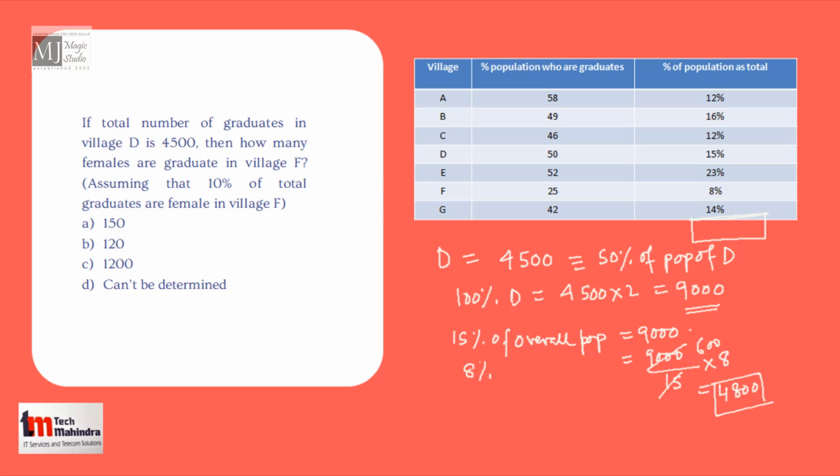Now the question: how many graduates are there in village F? Graduates in village F are 25%, that is 1/4. So the number of graduates in village F is 1/4 of 4800, that is 1200. So 1200 are graduates. Then how many females are there? Assuming that 10% of the total graduates are female, 10% of 1200 is 120.